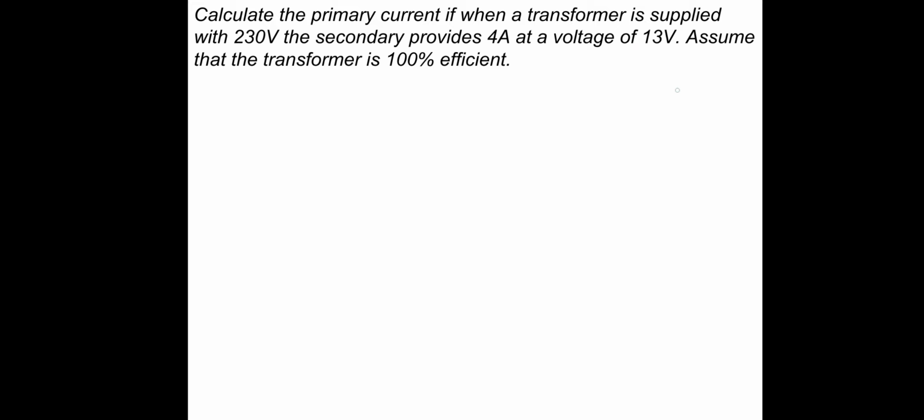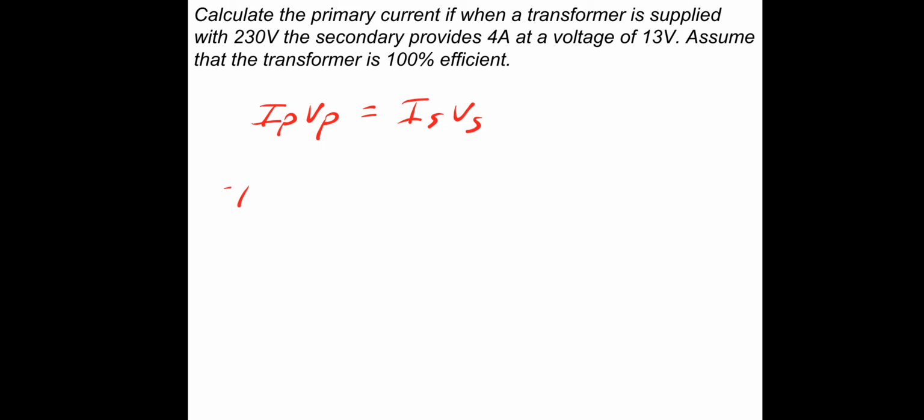Let's pause and have a go. Calculate the primary current, when a transformer is supplied with 230 volts, the secondary provides 4 amps at a voltage of 13 volts. So we're assuming that the transformer in this instance is 100% efficient. So we've got current on the primary coil multiplied by voltage on the primary coil equals current on the secondary coil multiplied by voltage on the secondary coil.